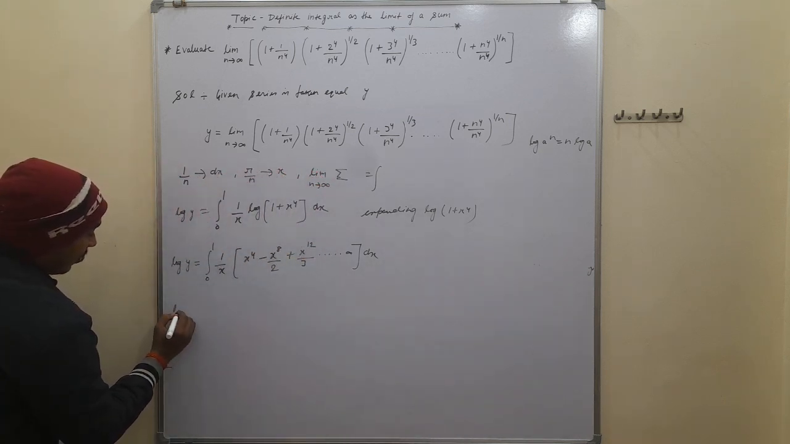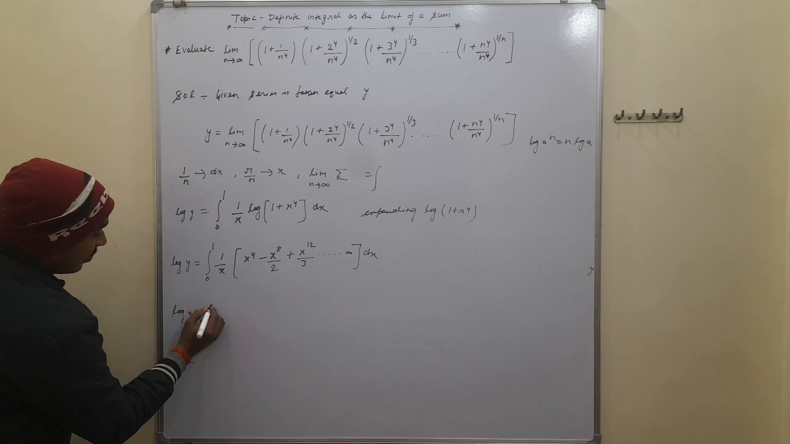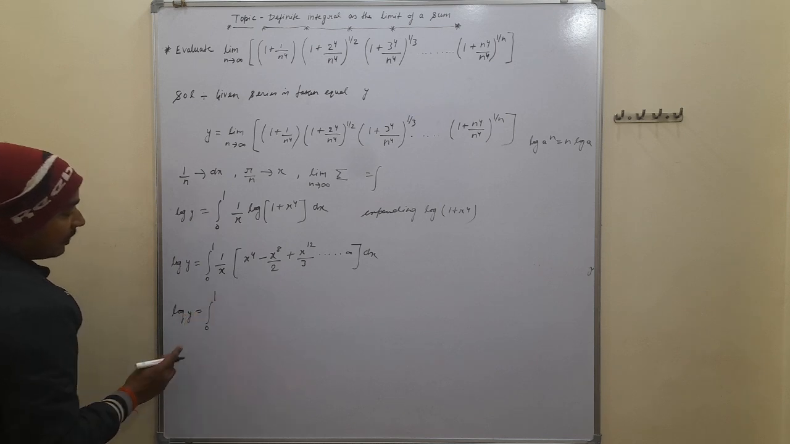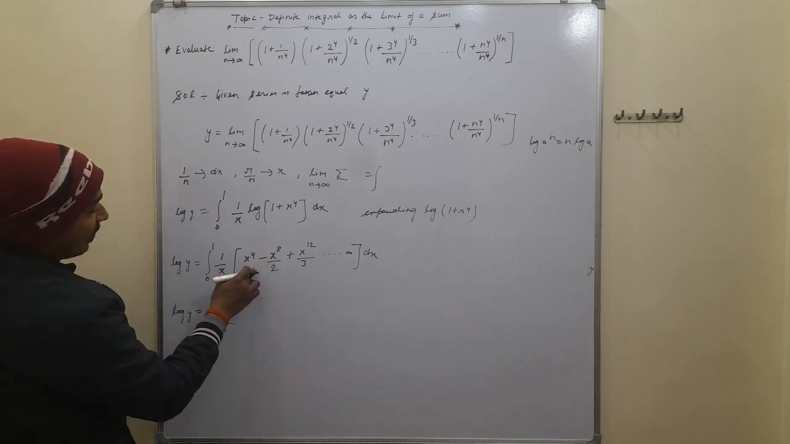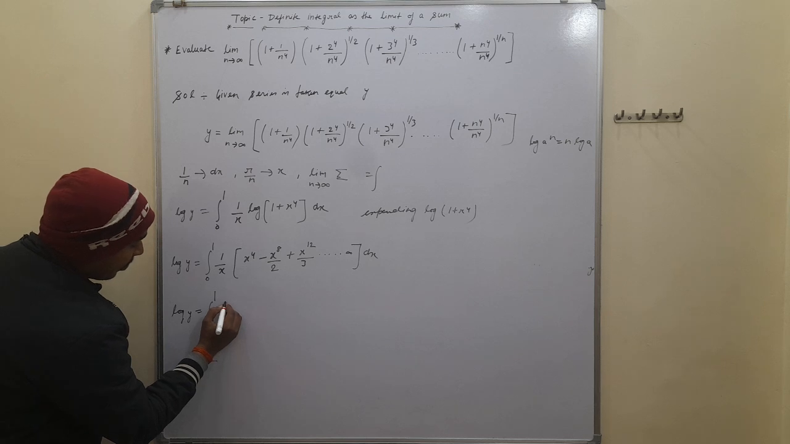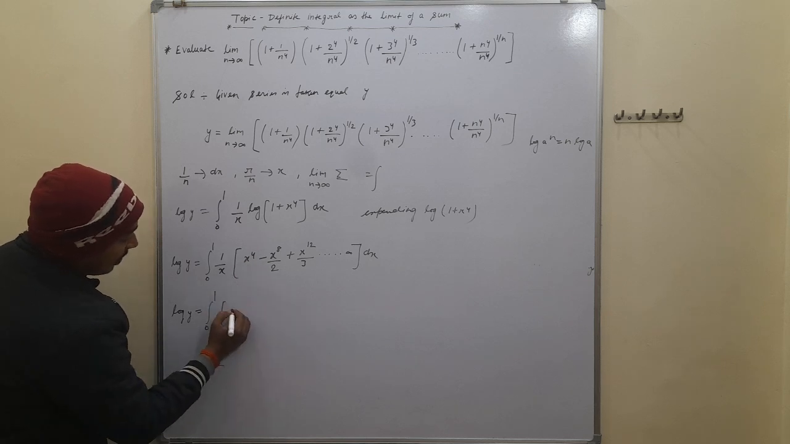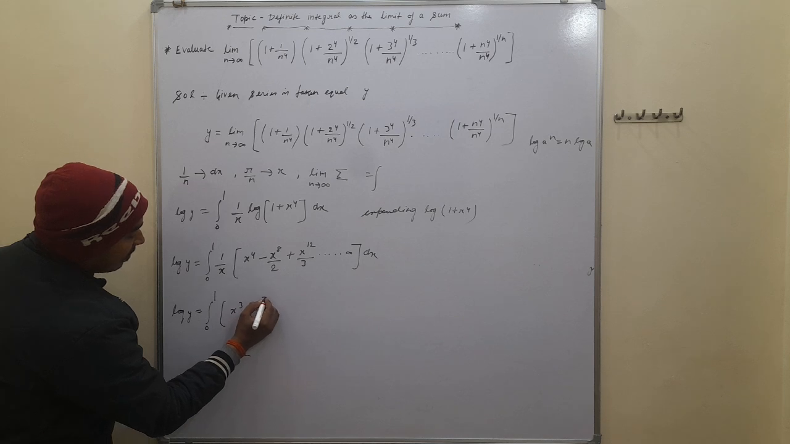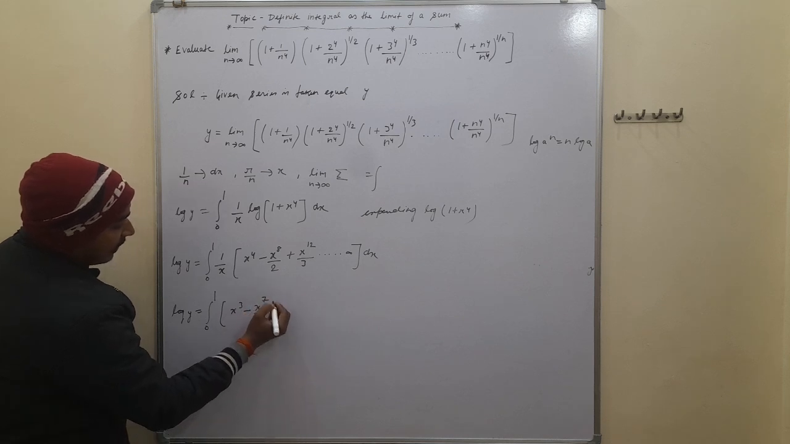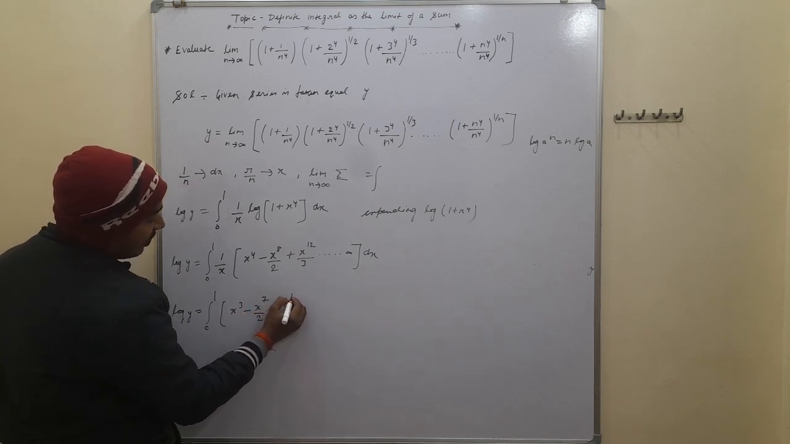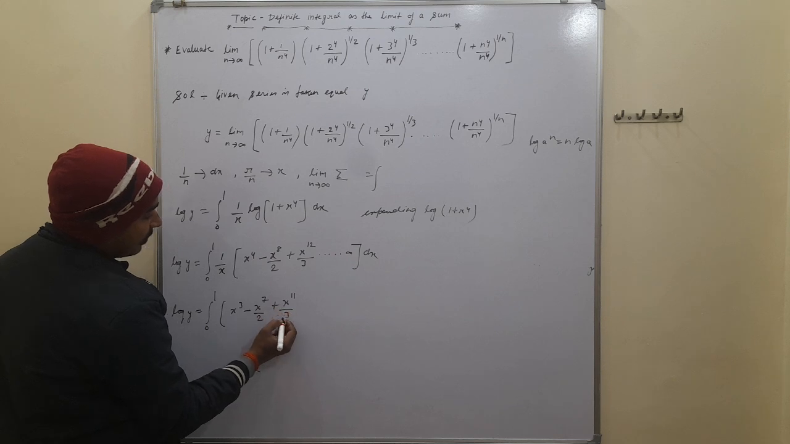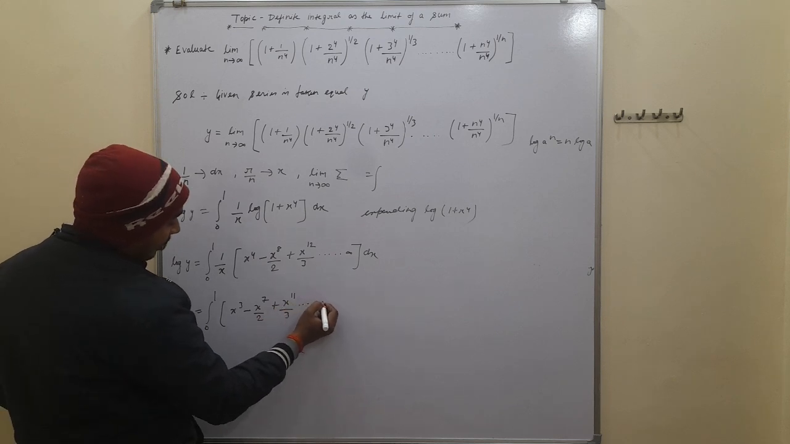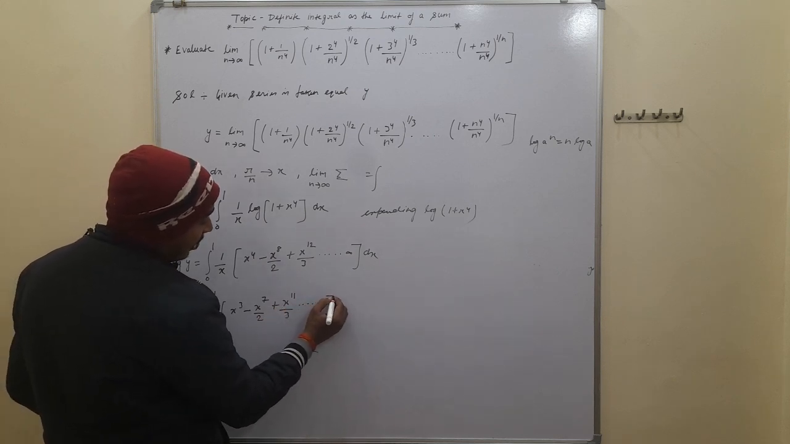That is log y is equal to the integral with limit 0 to 1, and 1 by x is multiplied with this bracket, that is we get here x cube minus x to the power 7 upon 2, plus x to the power 11 upon 3, and dot dot dot, we write infinite terms, and this is dx.